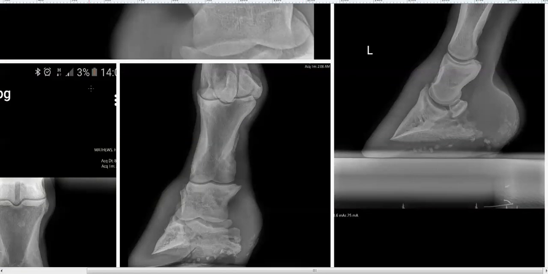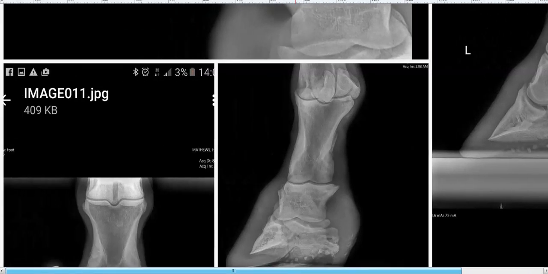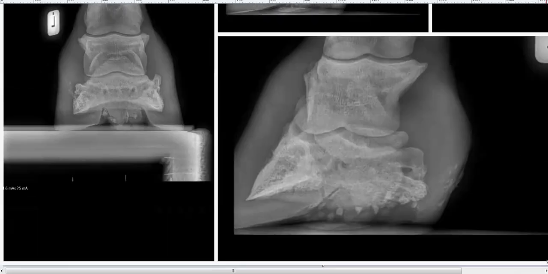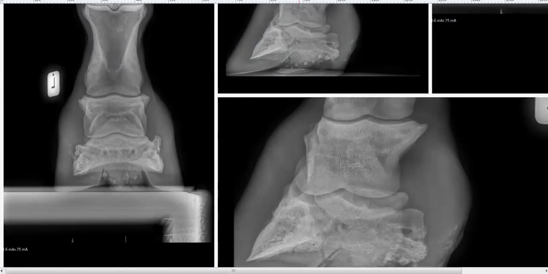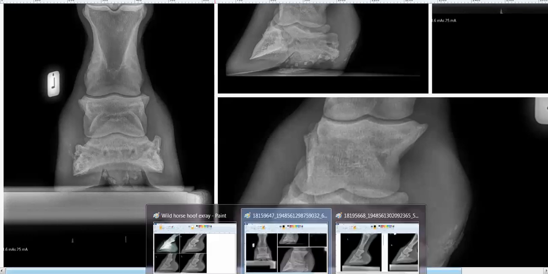Okay, so here we have the x-rays. Oh, I made my window too big so I can't move this. There we go. See, definitely an imbalance here, just the way the horse is standing. Very shallow, narrow collateral grooves. Something weird's going on there. But I'll show you how to tell what's wrong here.